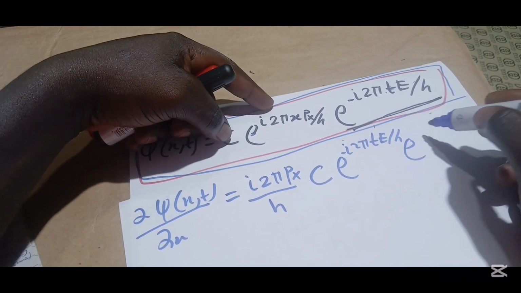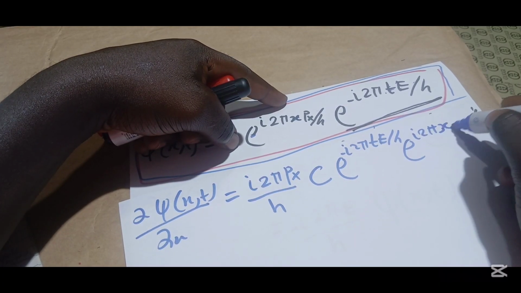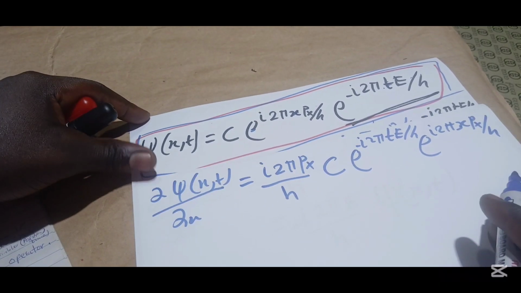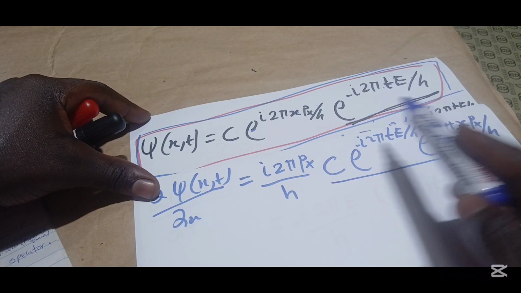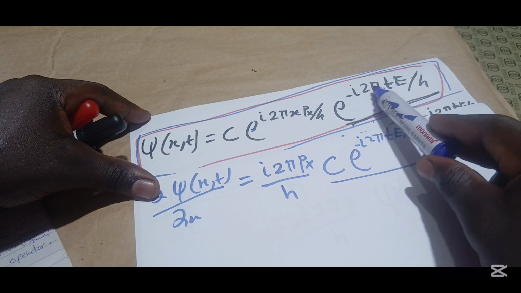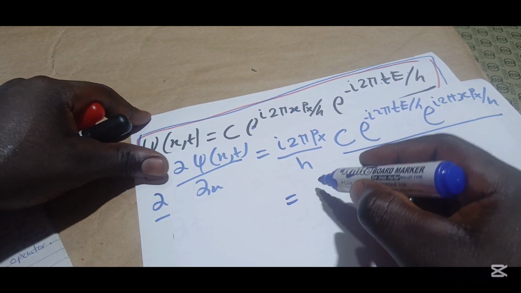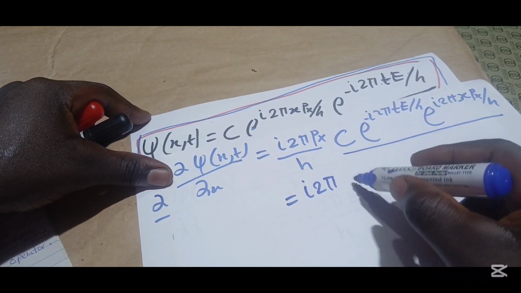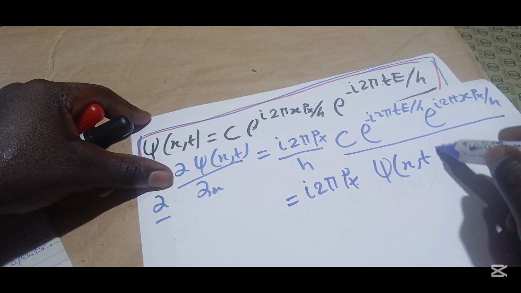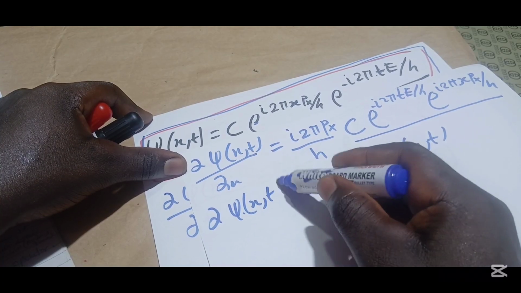So this will be i 2π x p_x over h. And then again, if you look at this whole term here, it's still our wave function, C e to the power of that, which is here, e to the power negative 2π i, that which is here. So this whole term, you can write it as a wave function ψ(x,t). So this is equal to differentiating the wave function with respect to x.